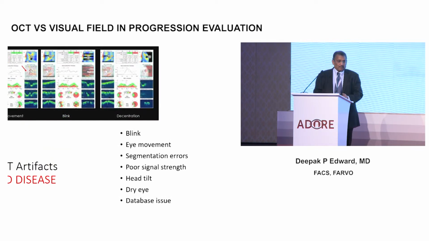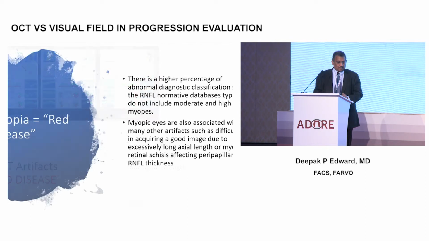Other kinds of artifacts result from eye movement, from blinking, from decentration. The signal strength is poor. The eye is dry, which can give you a lower signal strength, and if the patient's head is tilted, you can have abnormal readings. You may also not have enough data about a particular patient in the normalized database present in these machines. So all of this can give red disease.